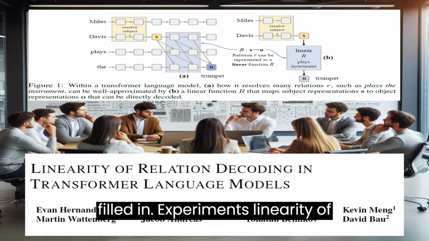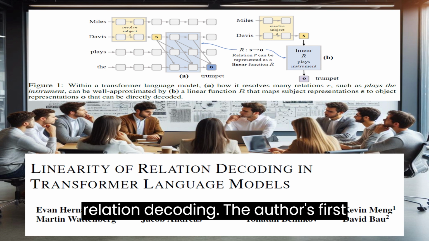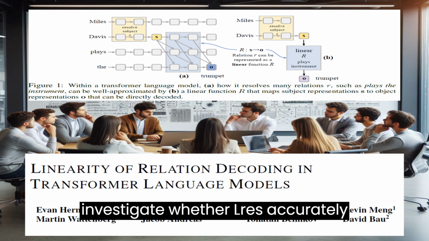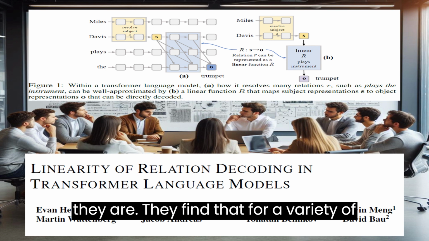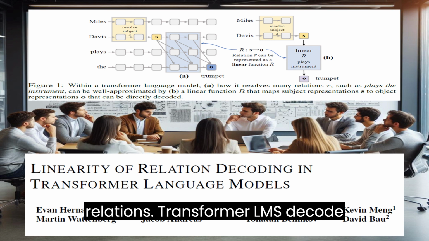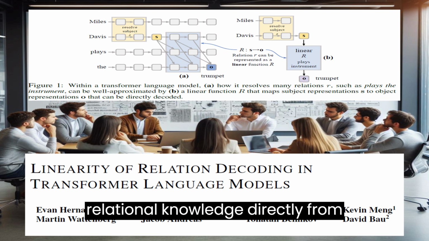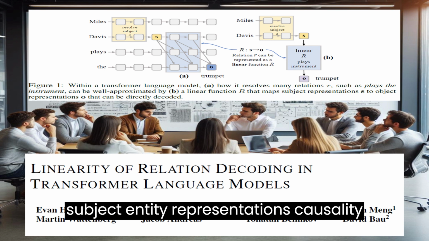Experiments. Linearity of relation decoding. The authors first investigate whether LREs accurately predict the transformer output for different relations, that is, how faithful they are. They find that for a variety of relations, transformer LMs decode relational knowledge directly from subject-entity representations.